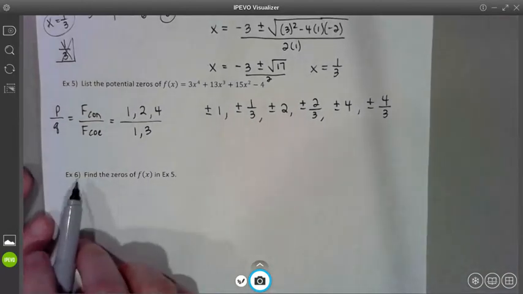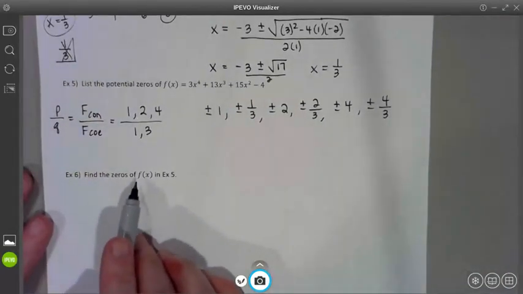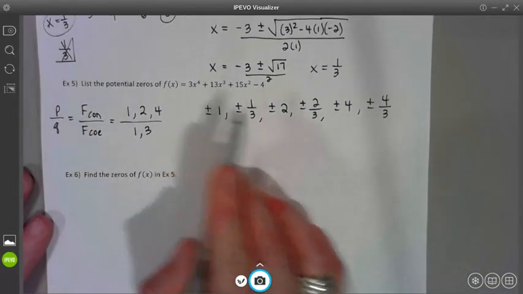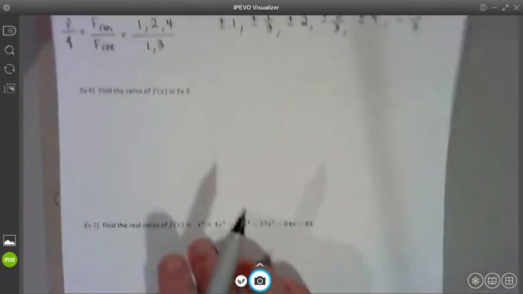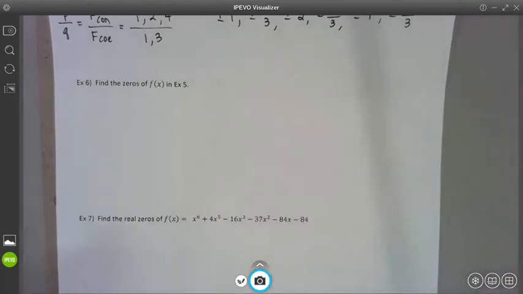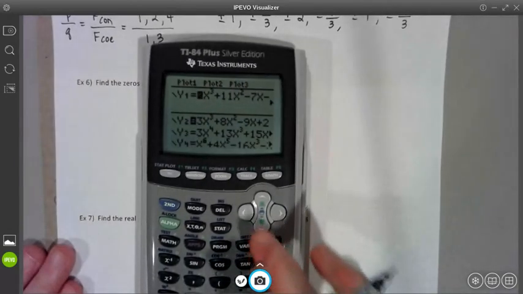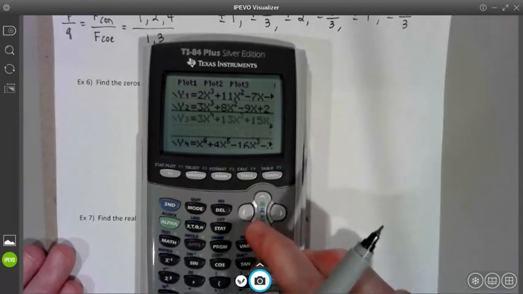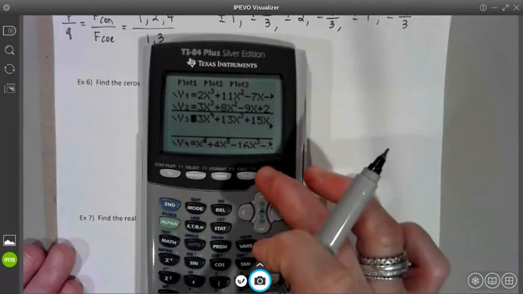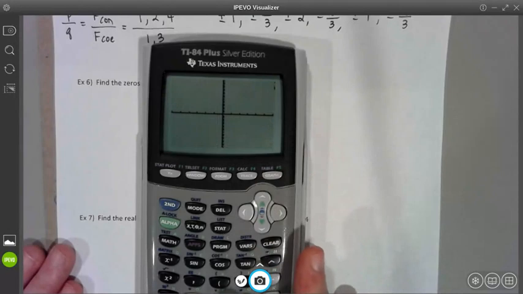All right, so now example 6, they want us to actually go ahead and find the zeros of this polynomial function. So we'd have to start picking numbers off this list and start testing them synthetically. I'm going to use my graphing calculator as a cheat. Let me go to the next example. I have to turn this one off, turn on this one. Let me see its graph. All right, there we go.